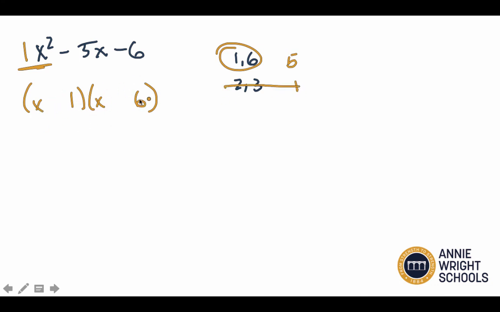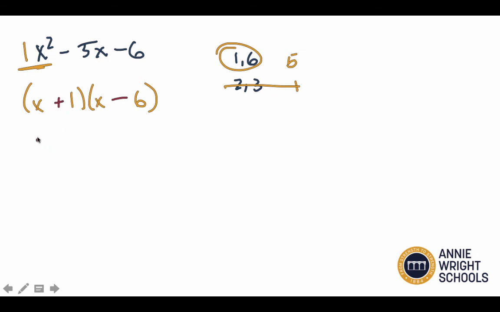Now I have to figure out what sign goes where. We could do trial and error, but you can also think about it in the following way. One of these has to be negative and one has to be positive, because the only way to get a negative 6 by multiplying 1 and 6 is if one of them is negative. If they were both negative, you would get a positive 6. If they were both positive, you get a positive 6. So then you look to this sign. Because b is negative 5, I know I need a negative 6 and a positive 1.